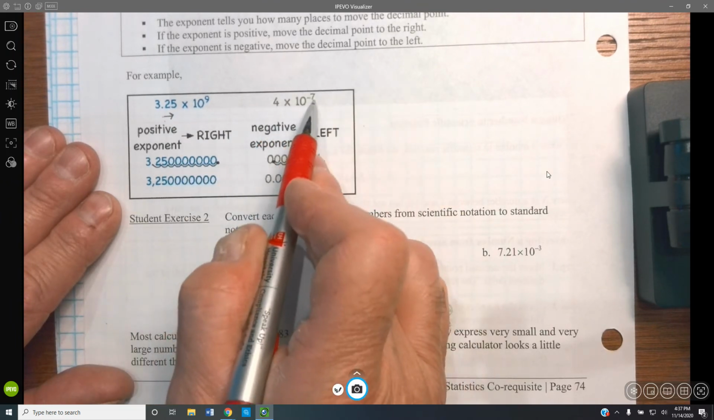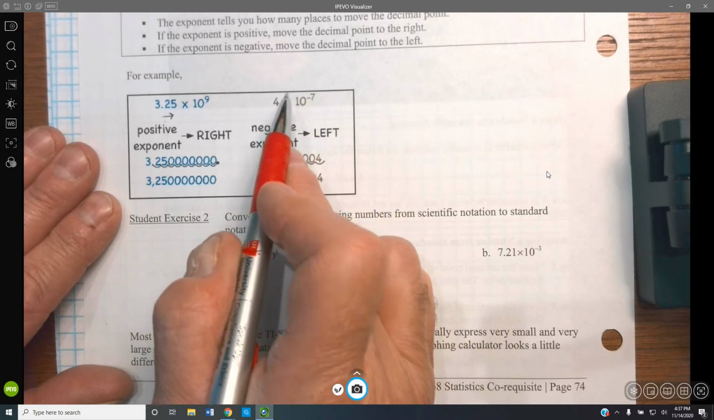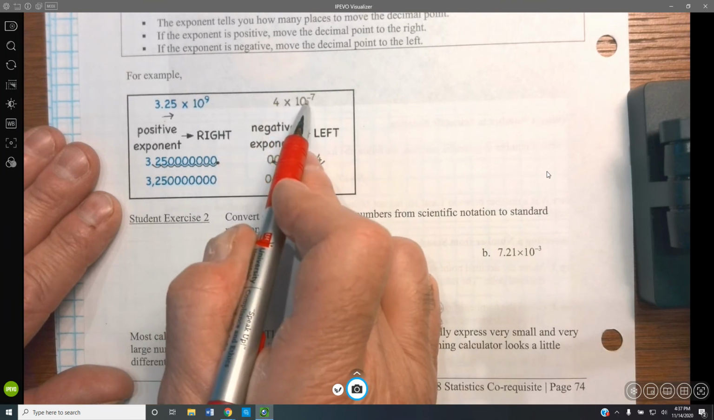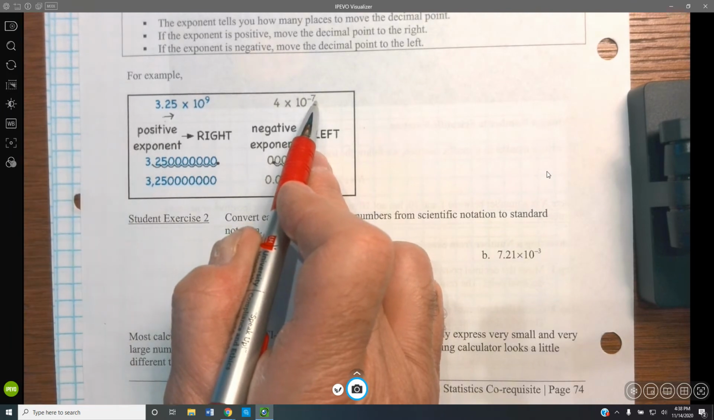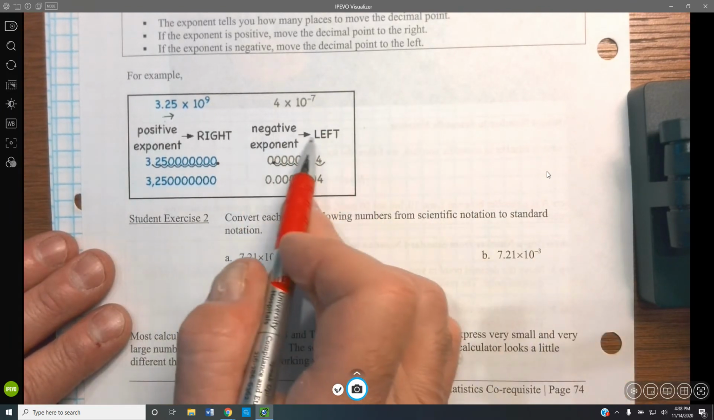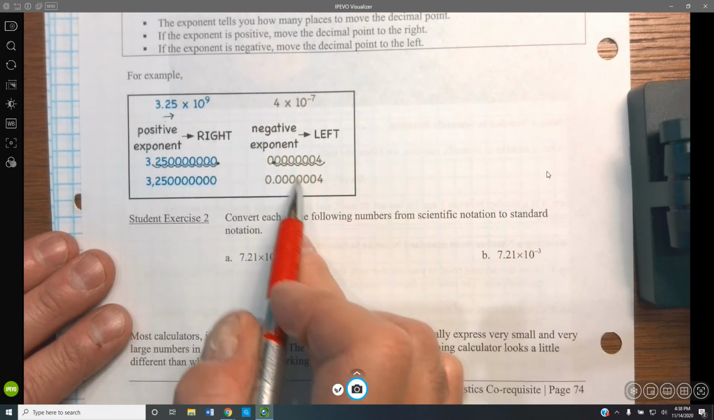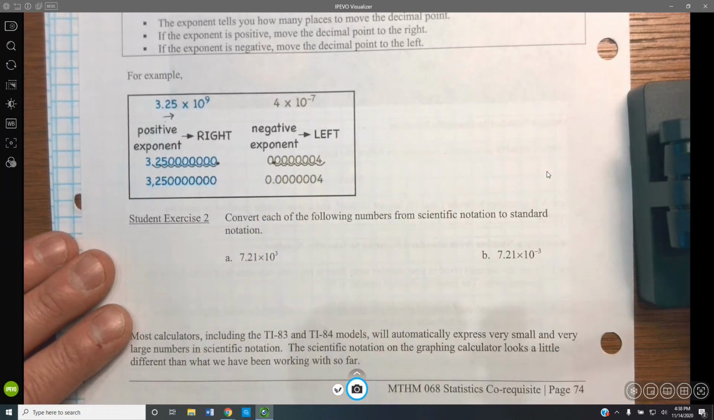If the number is a negative exponent, I know I have to move wherever the decimal is at currently, which is on the right side of the 4, to the left 7 times. Why left? Because it's a negative exponent, and negative numbers go left. I would move once to get to this side of the 4, and then 6 more zeros, and I would fill in those values of 6 zeros right there.